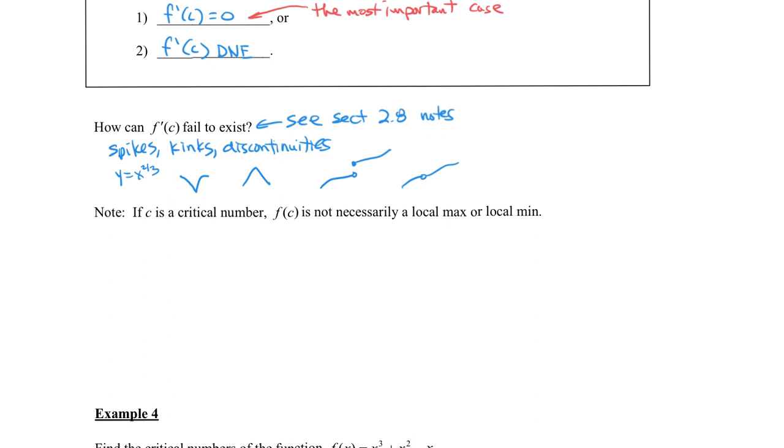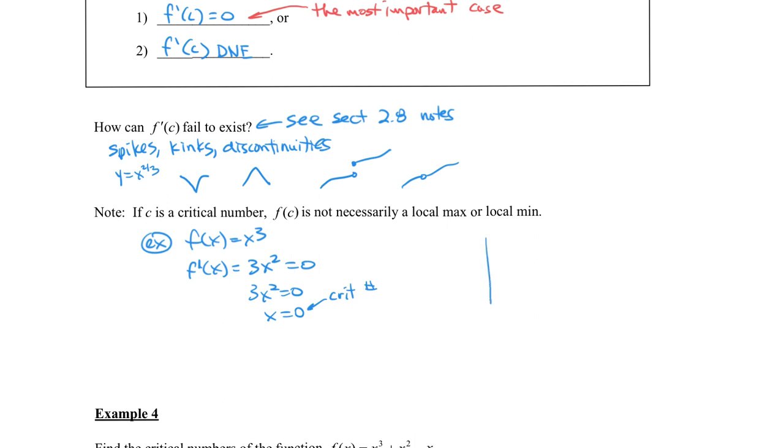As an example, let's say we've got f of x equals x cubed, and you're saying, okay, I'm going to find the critical number, so I'm going to take the derivative, set it equal to 0, and then solve. So if 3x squared equals 0, that means x equals 0. So x equals 0 is a critical number.